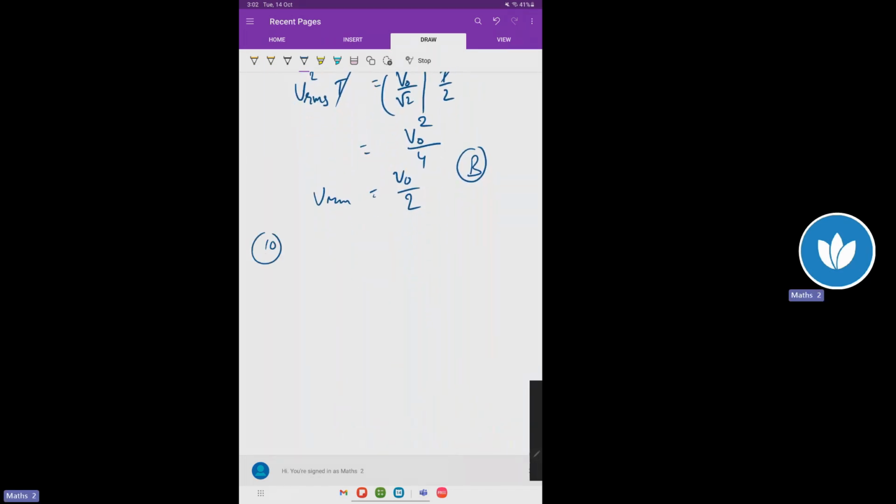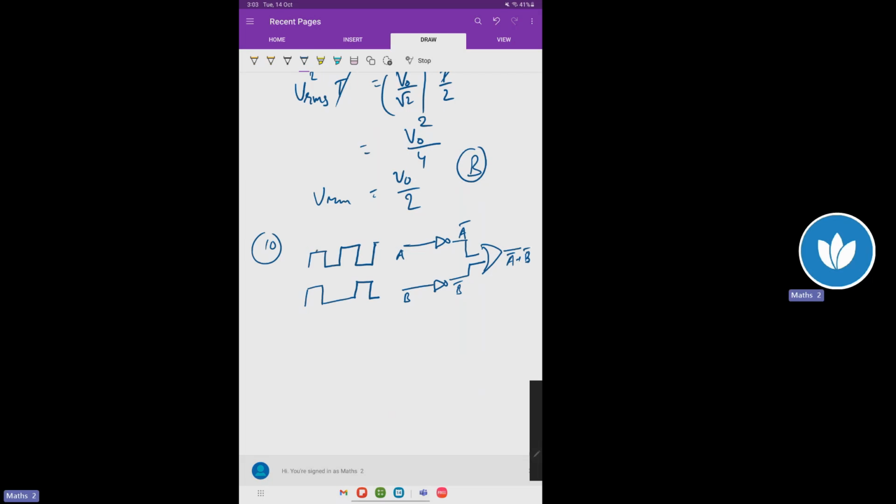Question number 10. This is a NOT gate. This is an OR gate. This is A, this is B, this is A bar, this is B bar, this is A bar plus B bar.